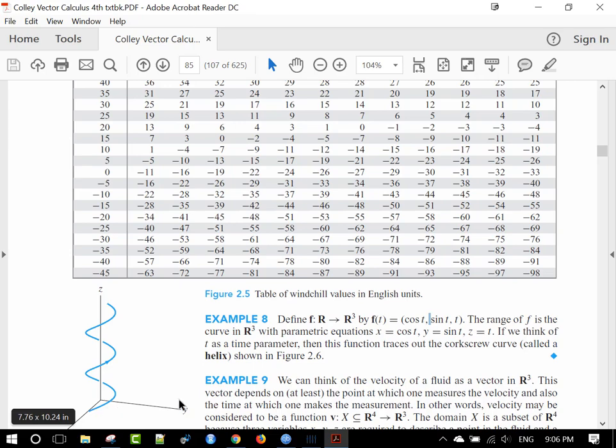So as t increases, these two make it kind of go in a circle. But this one, the z variable, is always increasing. So it's like a circle, but it keeps going up. So it looks like, they call it a helix or a corkscrew.